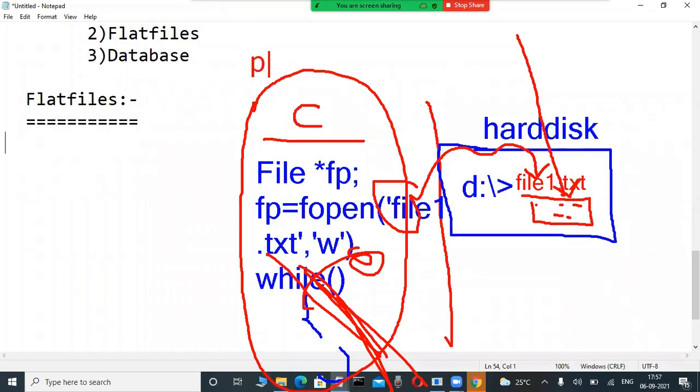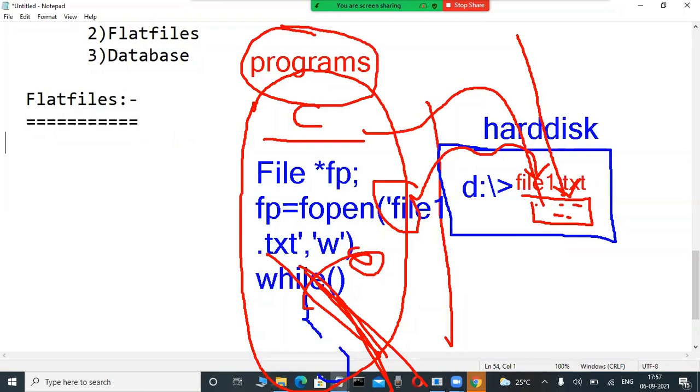Observe here, through these programs only, we are storing data in the hard disk, in files only. That is called the flat file approach. That's why it is a traditional, olden days mechanism, which is used to store the data or information programmatically and permanently into secondary storage devices by using application programs in high level languages.